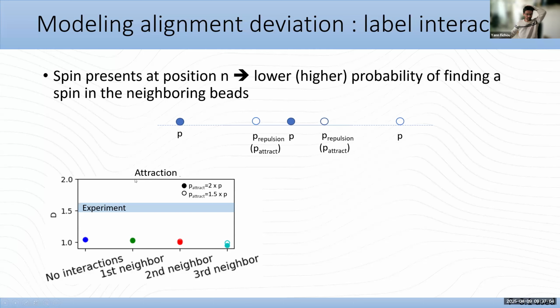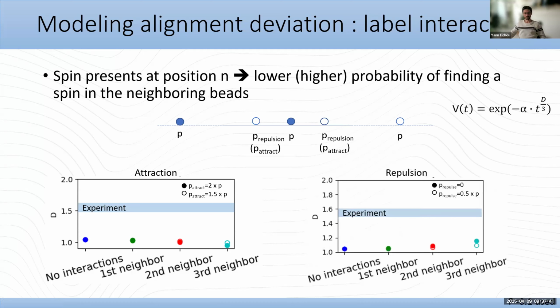When we simulate attraction, we impose up to twice more probability to have a neighbor over the first neighbor, even the second, even the third. So if you have a bead at position n, then n+1, n+2, and n+3 have a much higher probability to be populated with a spin. So this blue here is a very strong constraint, and yet there is very little effect on it. So we don't think that this is what could be happening.